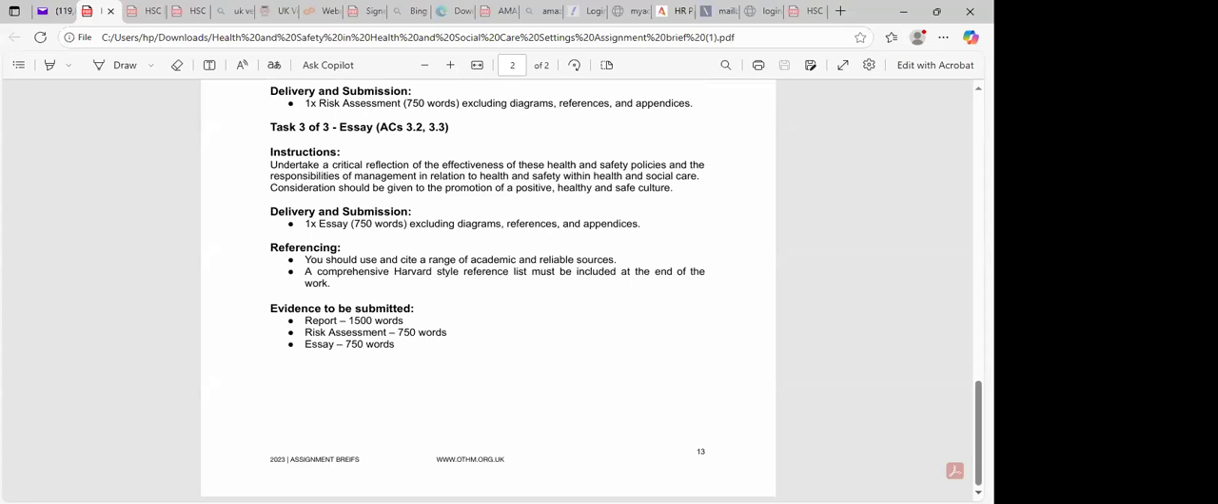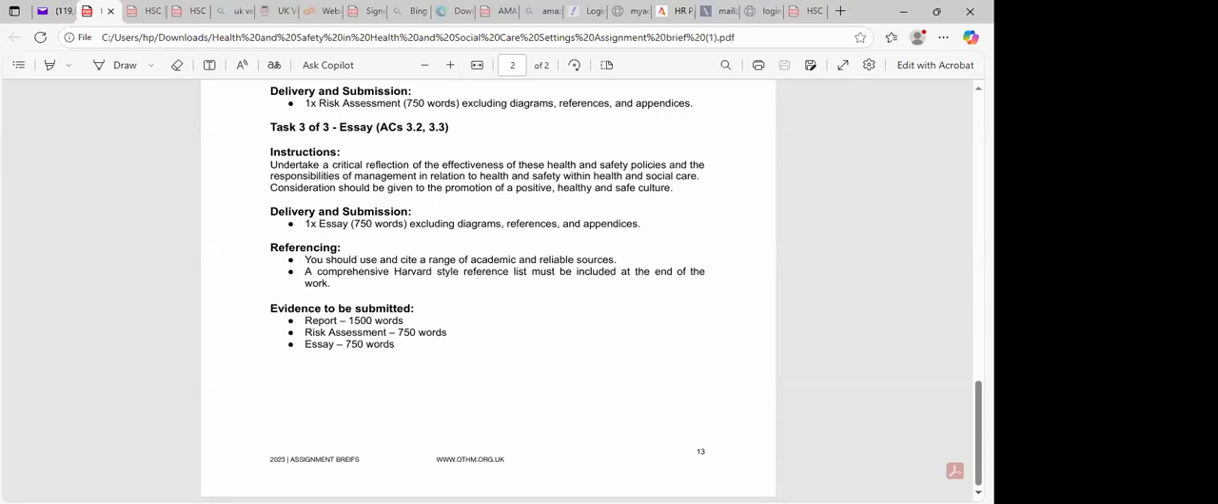Undertake a critical reflection of the effectiveness of health and safety policies and the responsibilities of management in relation to health and safety within health and social care. Consideration should be given to the promotion of a positive health and safety culture.